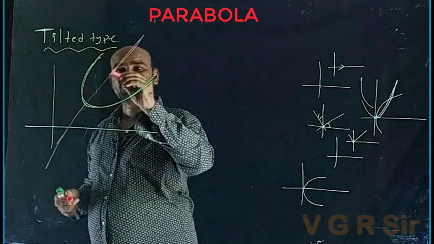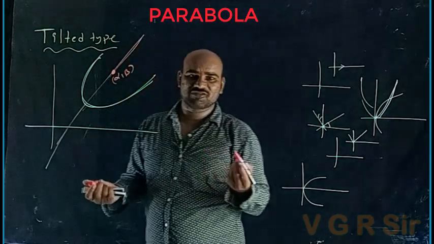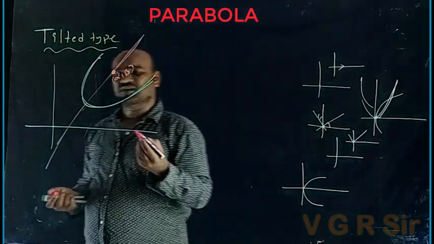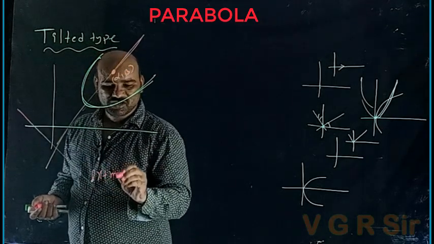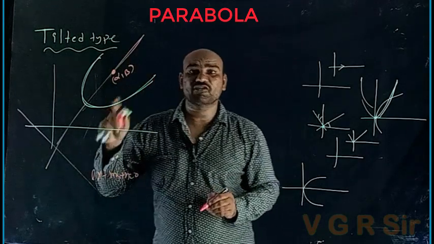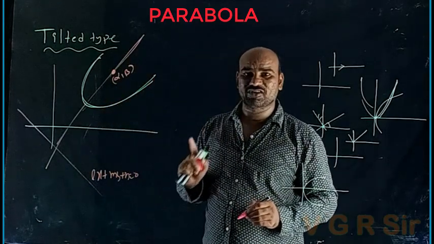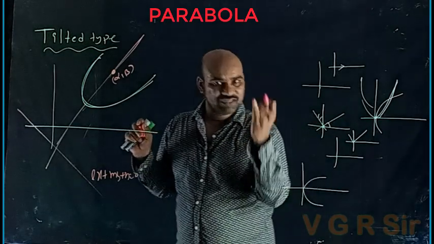For example, this is the focus. This is say alpha comma beta, because the point is not on the x-axis or the y-axis. And say this is the directrix, given as Lx plus my plus n equal to 0. Everything you want to find about this parabola, just two things are given: one is the focus and the other is the directrix.